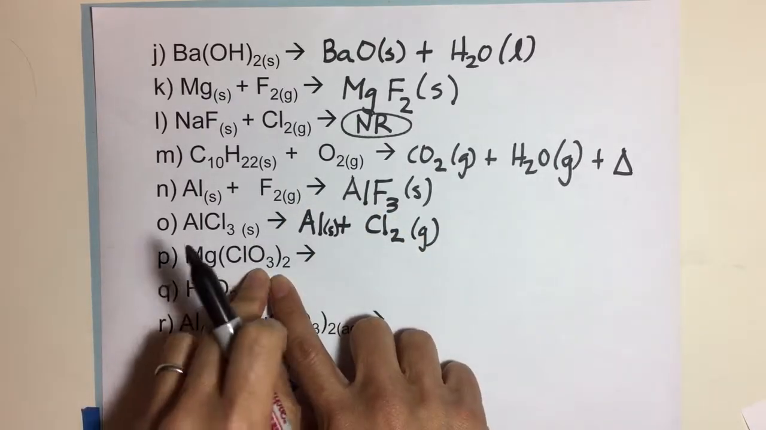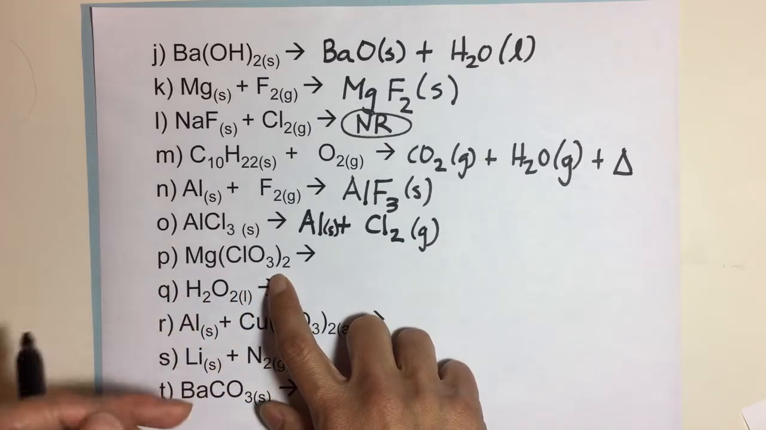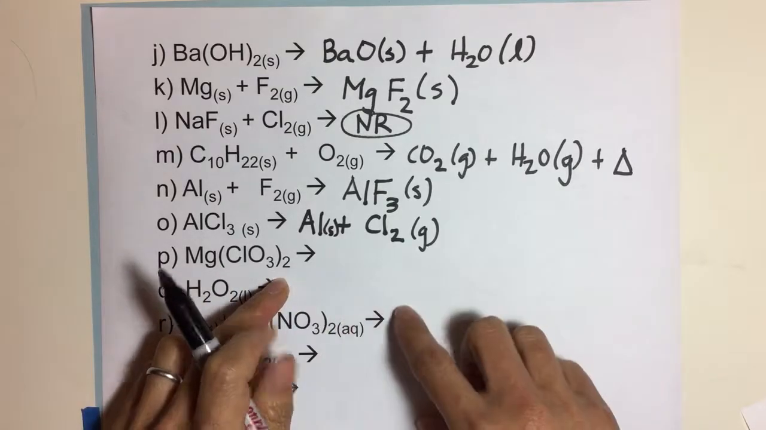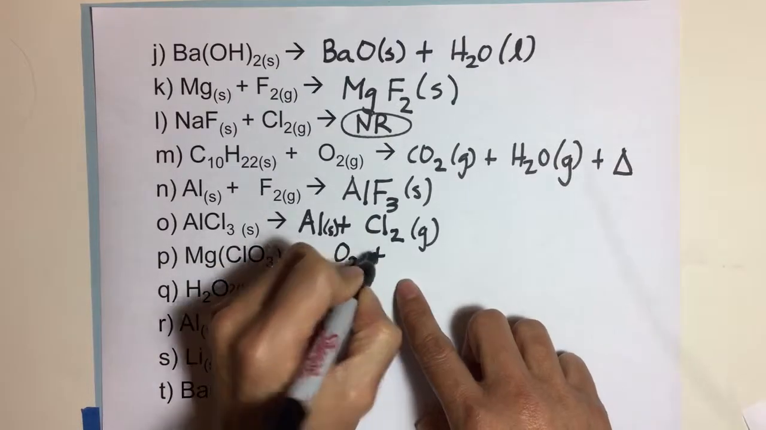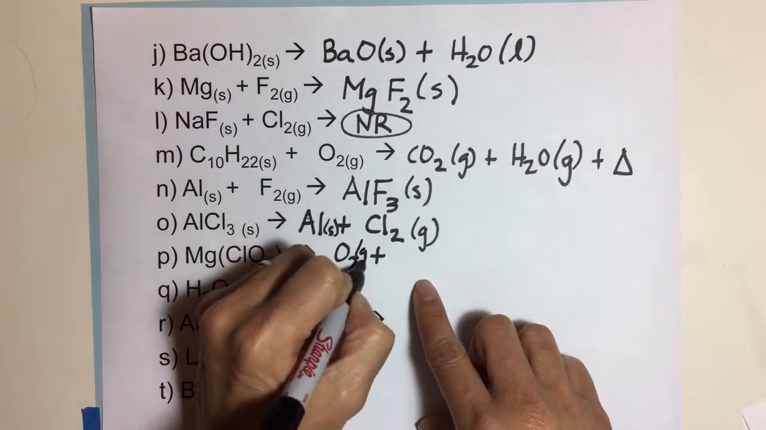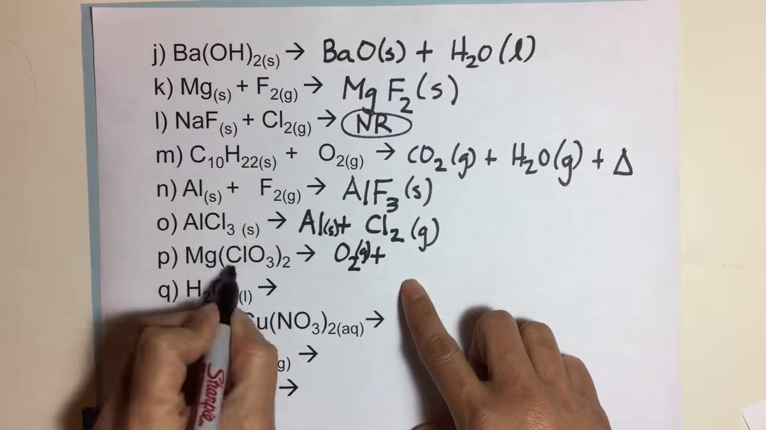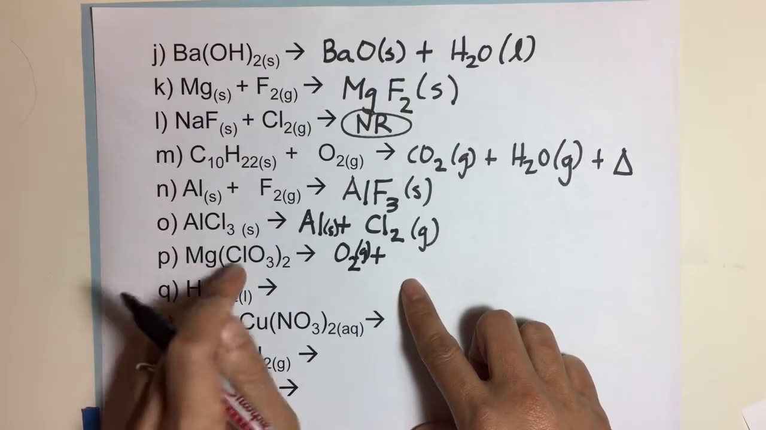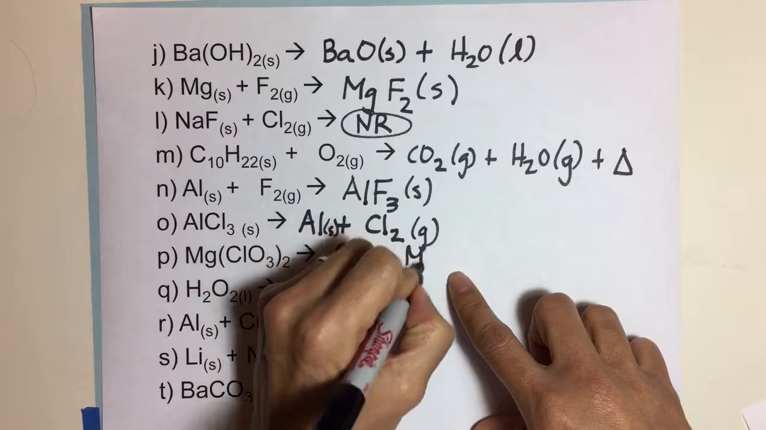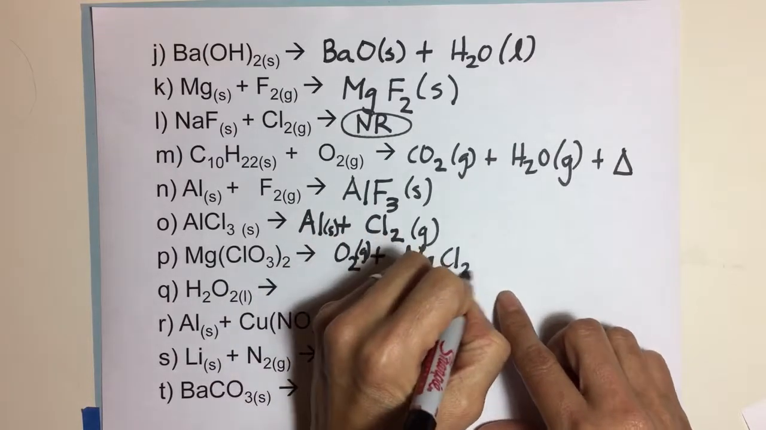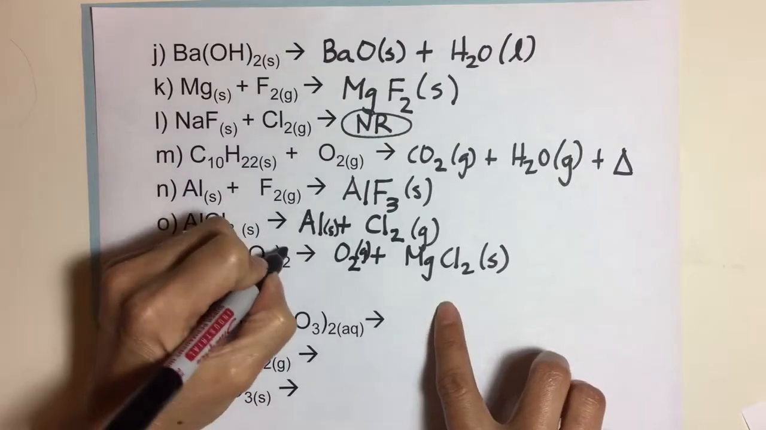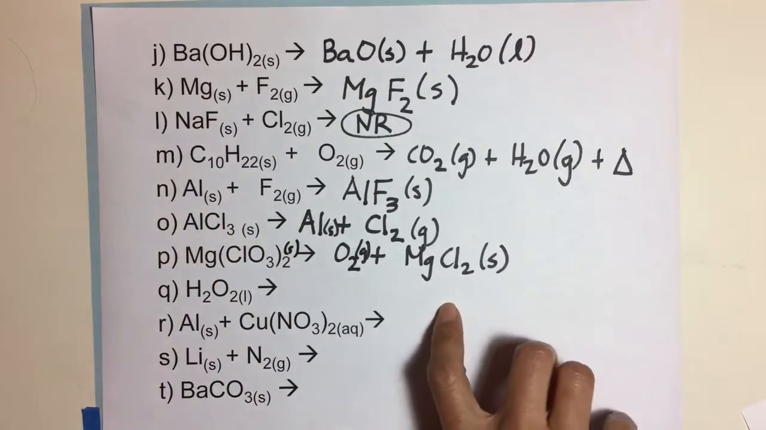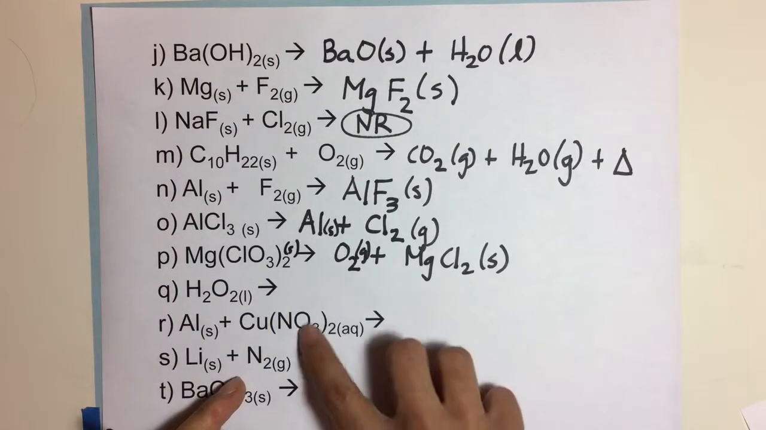Here you see chlorates. Chlorates will decompose. This is decomposition. So it's going to decompose into oxygen gas and a metal chloride. So here's my metal chloride, it's going to be my metal right here with my chloride ion. So it's MgCl2, and that's a solid. Originally, this is a solid, so my mistake for not putting that state of matter in.